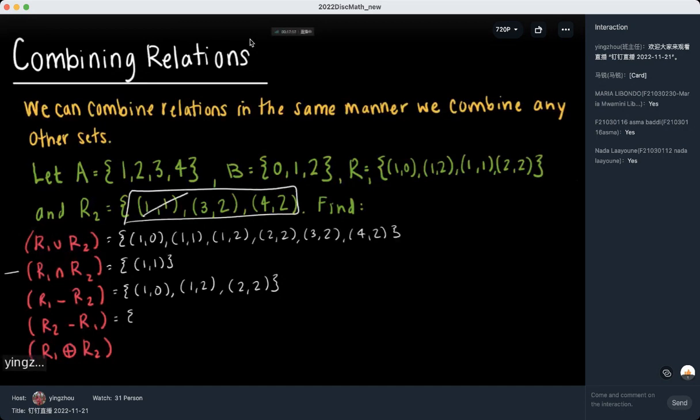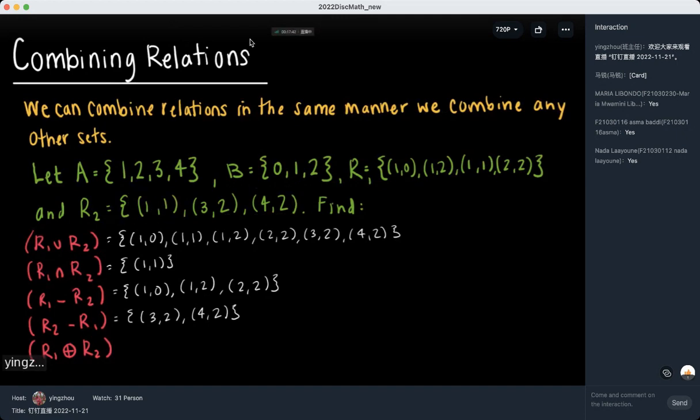So again, I can't use (1, 1) because (1, 1) is actually an element of R1. So (1, 1) doesn't work. (3, 2) does work because (3, 2) isn't being taken away by elements of R1. And (4, 2) does work because (4, 2) isn't being taken away by elements of R1.